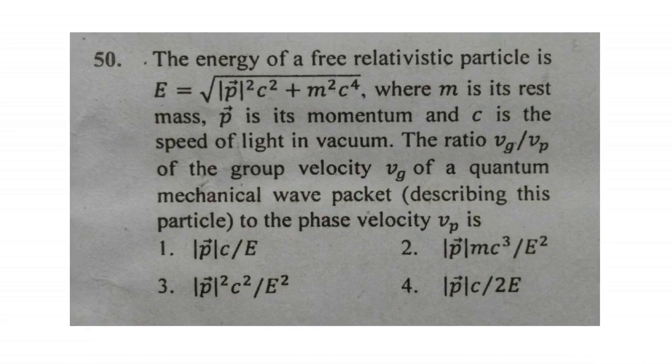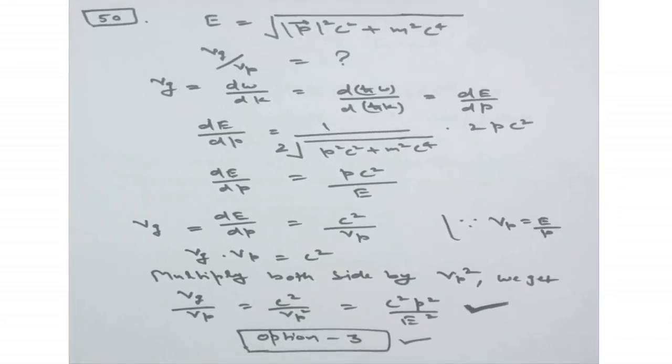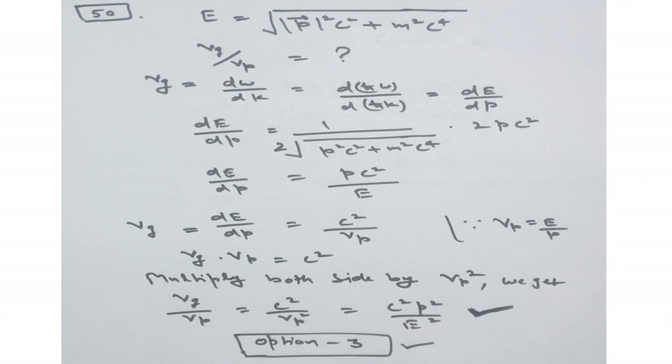Now the next question is, the energy of a free relativistic particle is E equal to under root p square c square plus m square c4, where m is its rest mass, p is its momentum, and c is the speed of light in vacuum. Now the ratio of the group velocity Vg of a quantum mechanical wave packet to the phase velocity Vp is. Now here we have been given the energy, which is equal to under root p square c square plus m square c4, and we have to calculate the ratio of group velocity and phase velocity. So now the group velocity will equal d omega upon dk, which is also equal to dE upon dp.